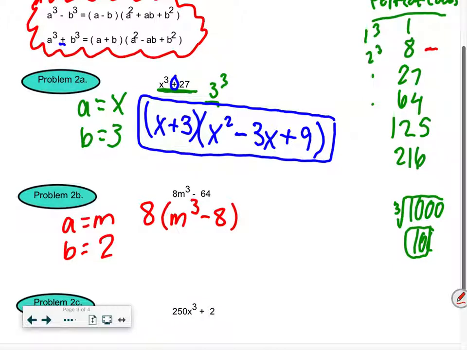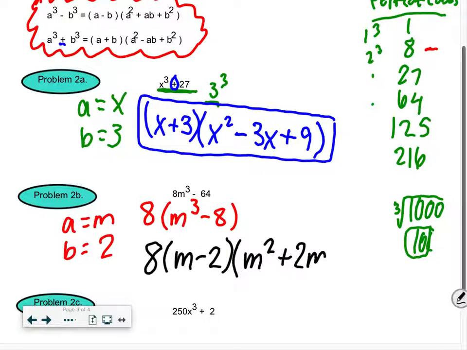This time we're subtracting, so I'm using my top formula. I still have my 8 outside. Then I have a minus b, so m minus 2. A squared, so m squared. Plus, multiply them together, 2m. Plus b squared, which is how much? 4.